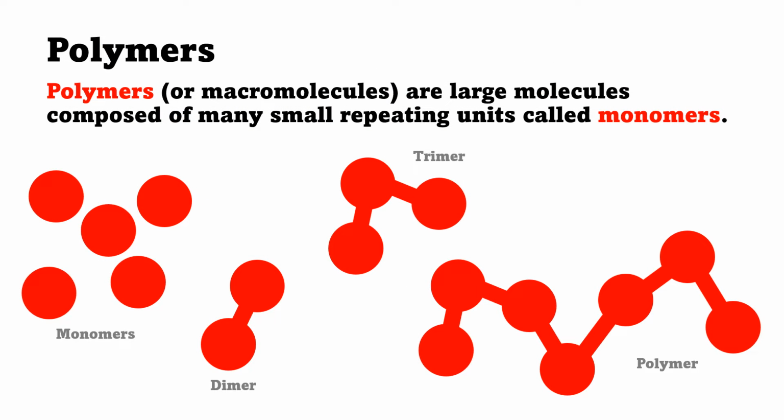Polymers are large molecules composed of many small repeating units called monomers. Polymers can vary in length and can have any number of repeat units. Polymerization is the process of joining many monomers together to form the polymer. Polymers can be made by chain growth or step growth polymerization.